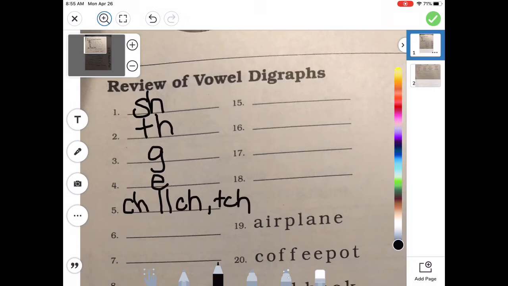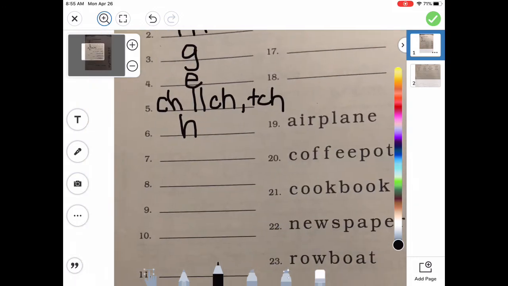How about the sound? H, perfect. How about D? And then at the ending it can be D or ED. Remember that ED can make the D sound. How about P? Good job.